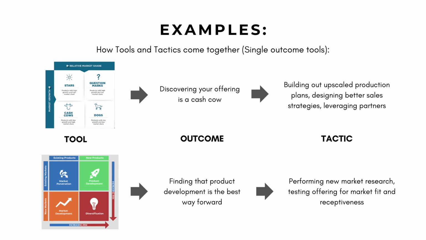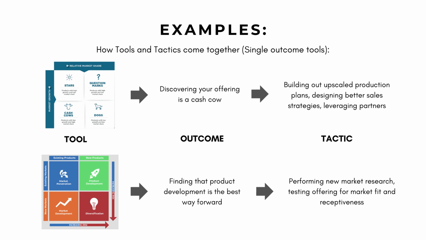Now, from the outcome, you are able to develop a tactic. In this particular example, you might decide to build out upscaled production plans, or design better sales strategies, or leverage your partners. In this example, you have the tool, which is the BCG matrix, you have the outcome, discovering that your offering is a cash cow, and you have the tactic, which is building out the upscaled production plans and et cetera, et cetera. Let's apply this once again to the Ansoff matrix.